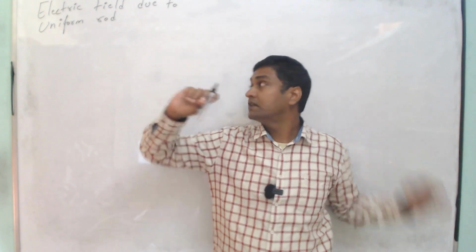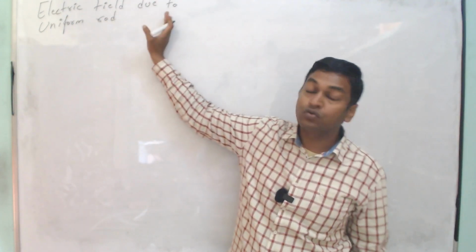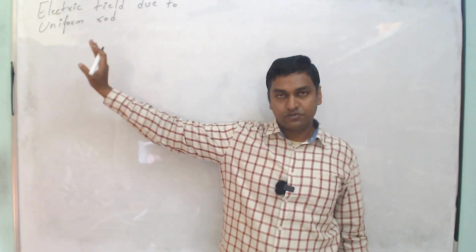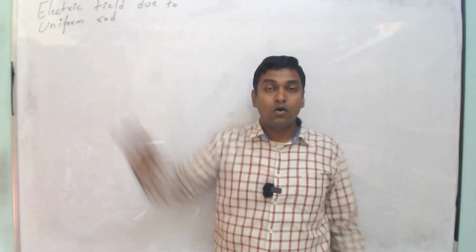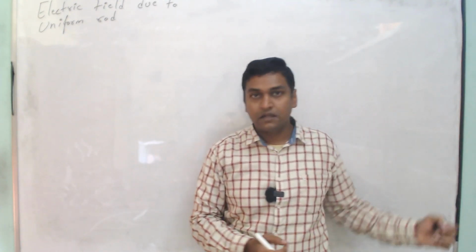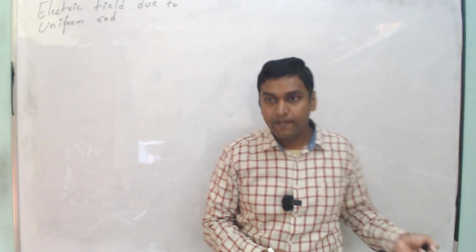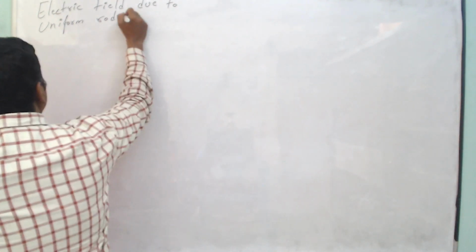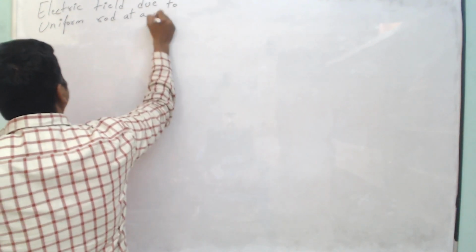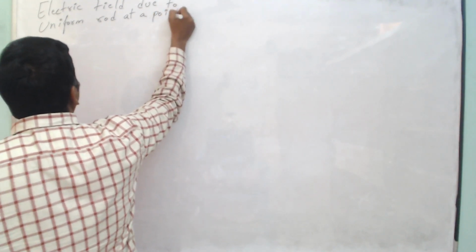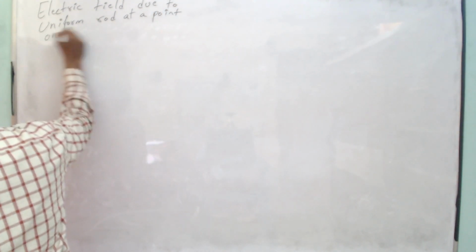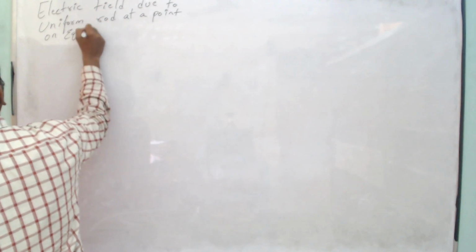So yesterday we solved electric field due to uniform charge distribution along a rod at a point on the axial line. Today we are going to do at a point on the equatorial line.